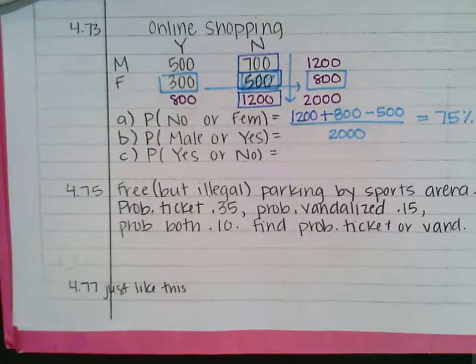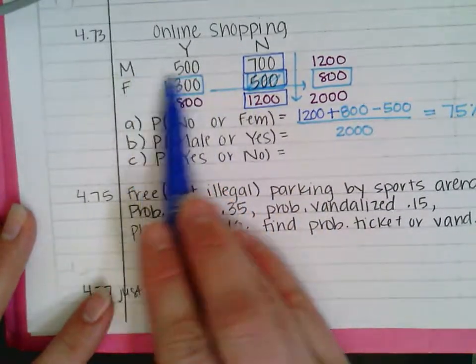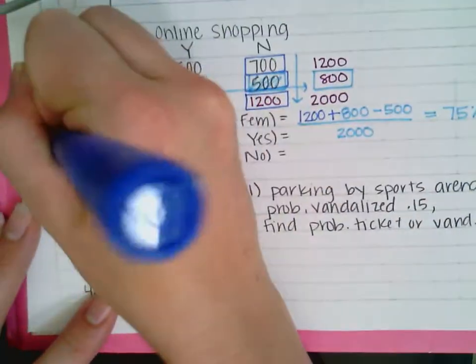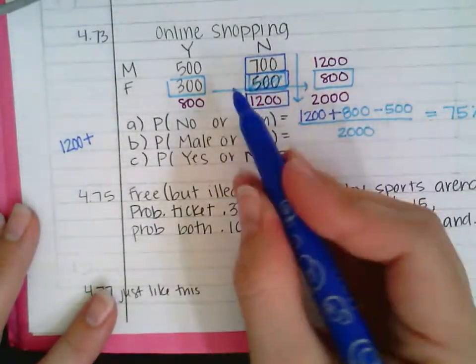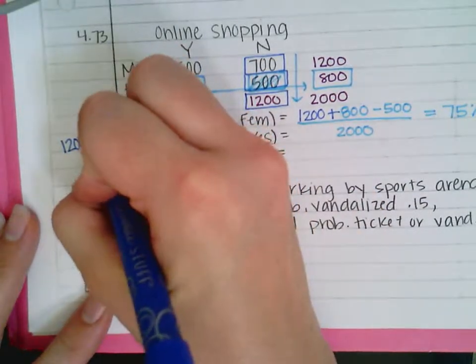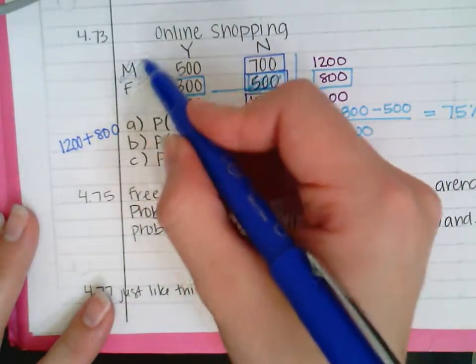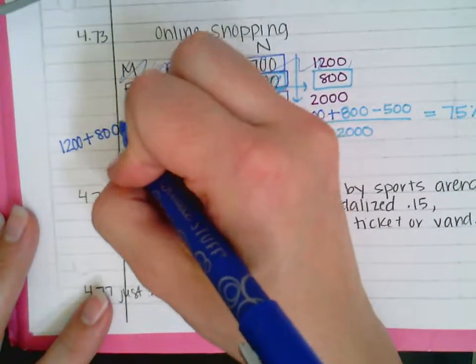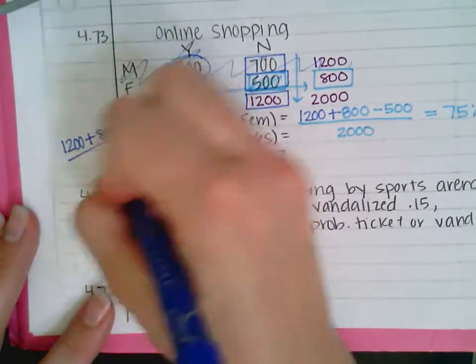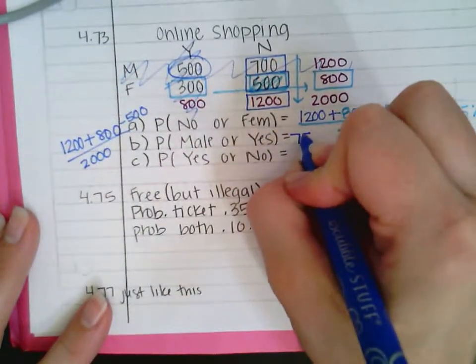Okay, let's look at part B here. Male or yes. So if it's male or yes, well, male is 1200. Or yes, so yes was this. But then I'm subtracting out that piece there, which is also going to give me 75%.